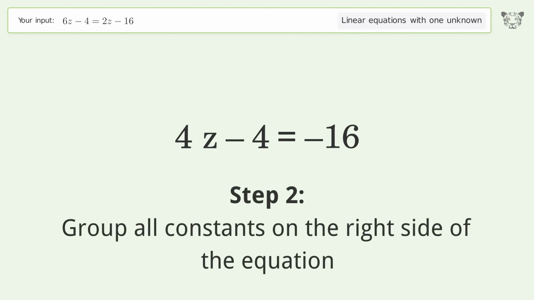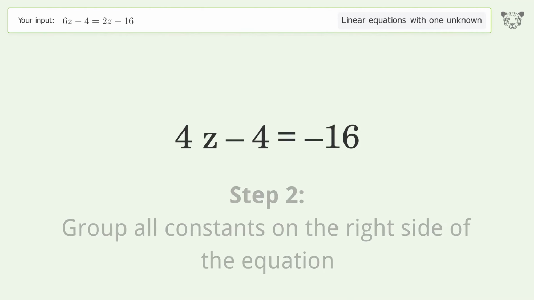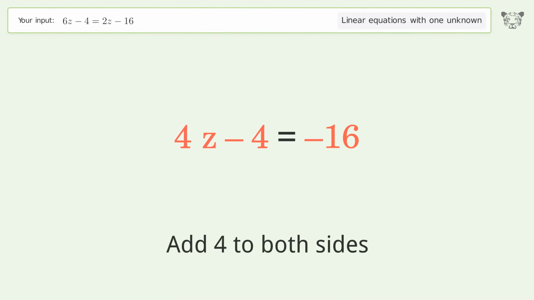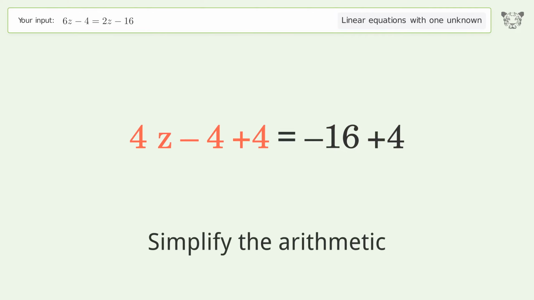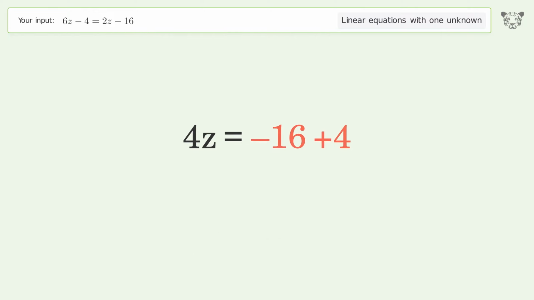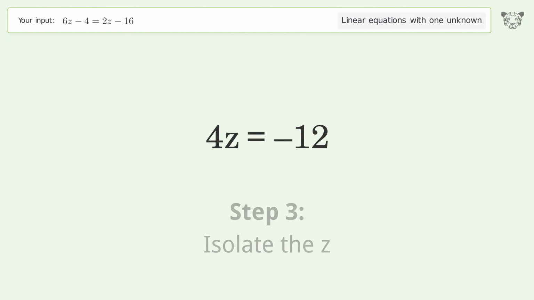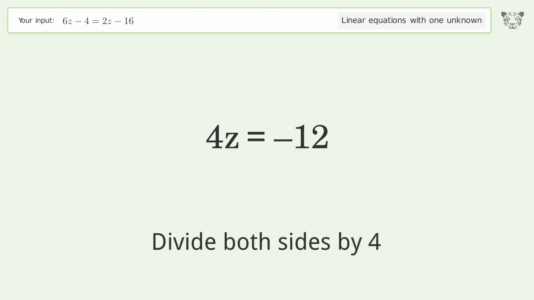Group all constants on the right side of the equation. Add 4 to both sides. Simplify the arithmetic. Isolate the z. Divide both sides by 4.